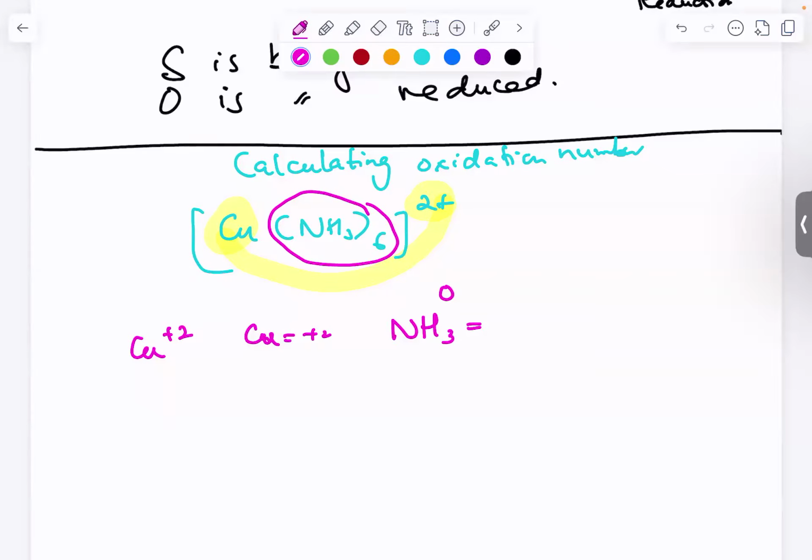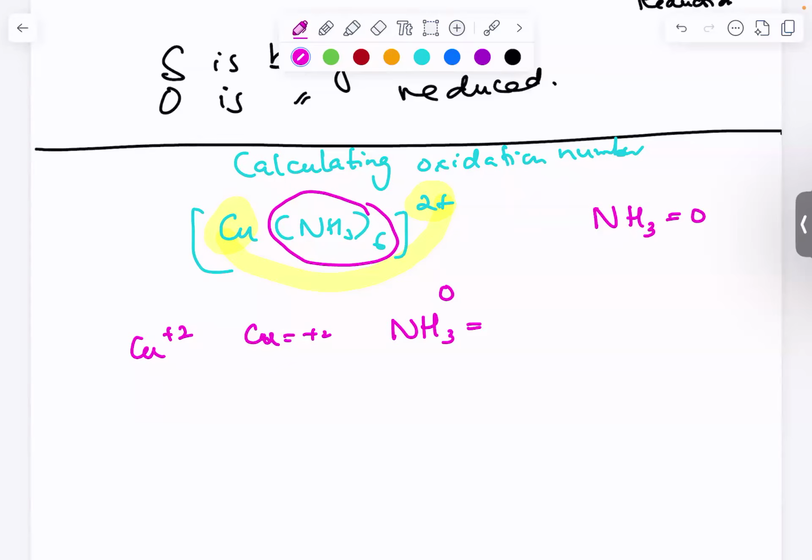So what we can do is, they simply ask to assign the oxidation state to the metal ion. But let's calculate for NH3 as well. So NH3 is equal to 0.